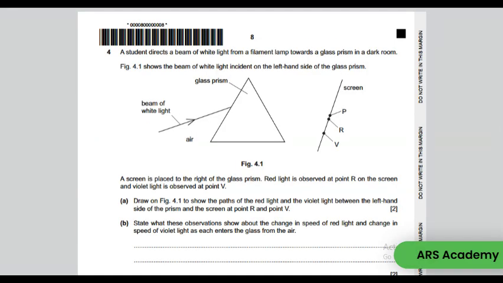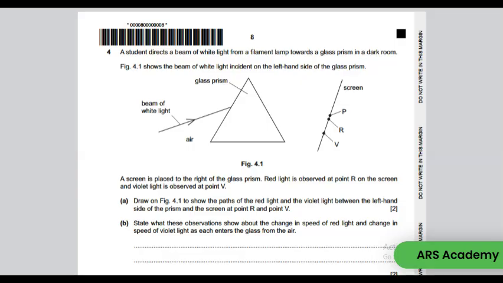Okay, question 4. A student directs a beam of white light from a filament lamp towards a glass prism in a dark room. Figure 4.1 shows the beam of white light incident on the left-hand side of the glass prism. A screen is placed to the right of the glass prism. Red light is observed at point R on the screen and violet light is observed at point V. Question A. Draw on figure 4.1 to show the paths of the red light and the violet light between the left-hand side of the prism and the screen at point R and point V.